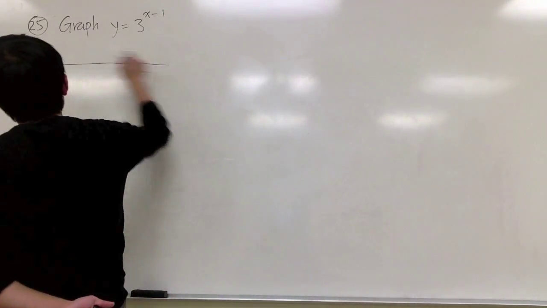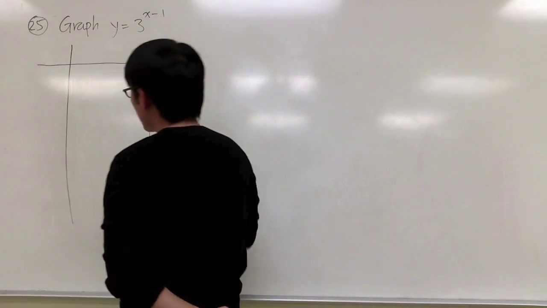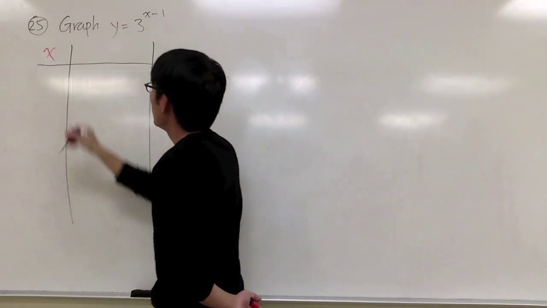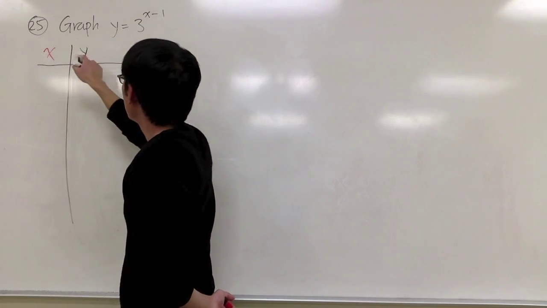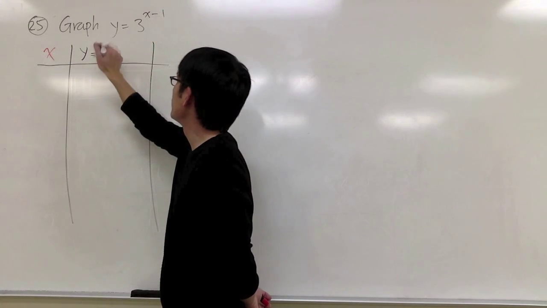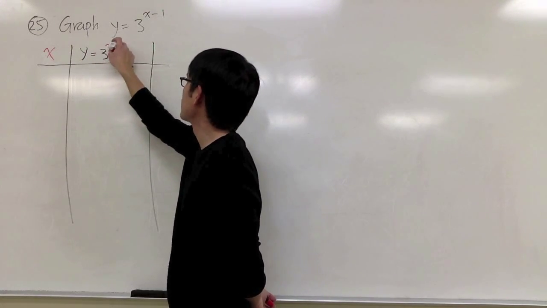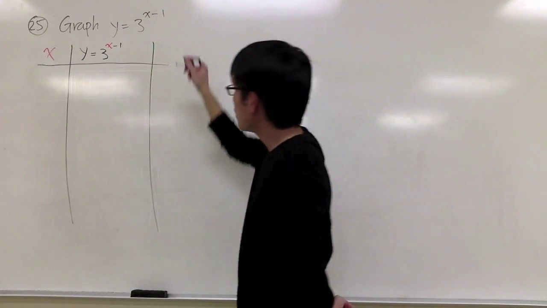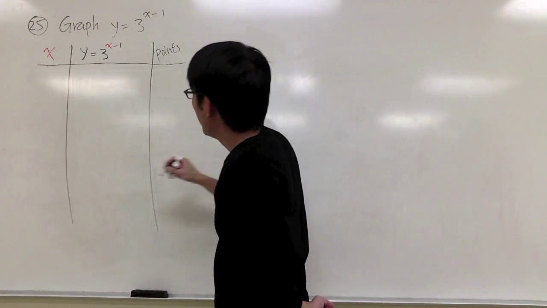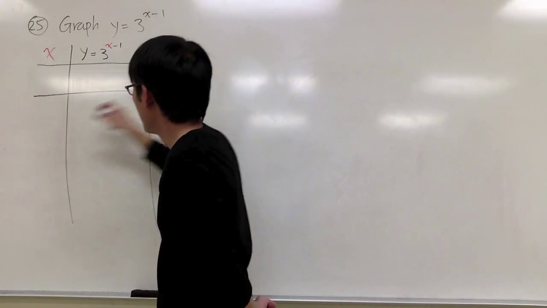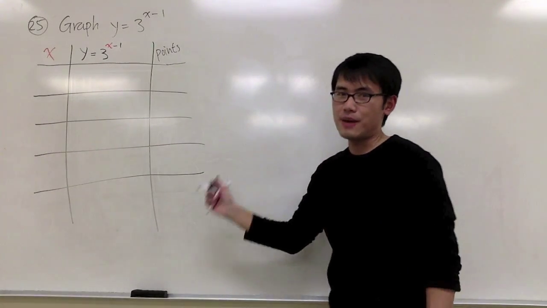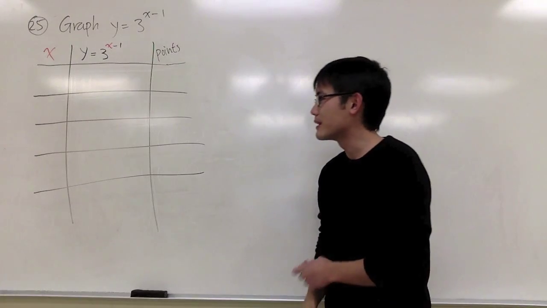Let's see. Our table will have 3 columns. The first column will be for the x value. I just put an x. And the second column will be for the y value, which we know, which is the equation, y is equal to 3 to the x minus 1. And the third column will be points. And as we said, we will have 1, 2, 3, 4, 5 points. Okay, we will do it with 5 points.